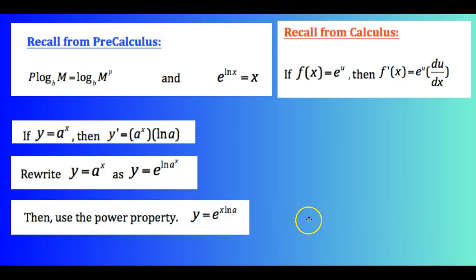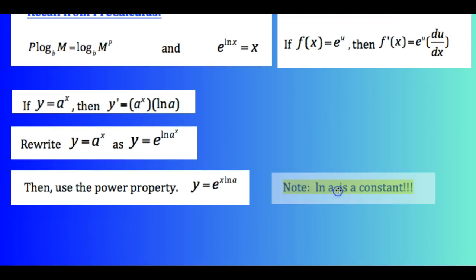Next, let's rewrite e to the natural log of a to the x as e to the x times natural log of a using the power property. Remember that the natural log of a is a constant.